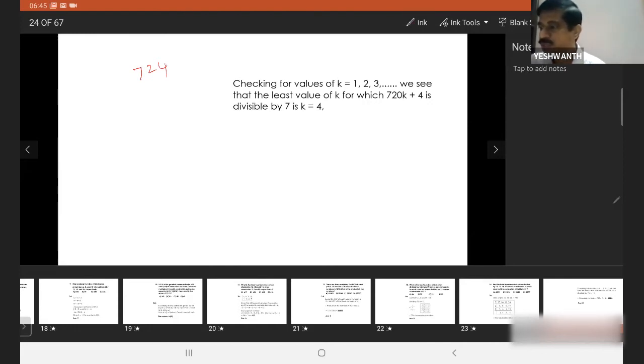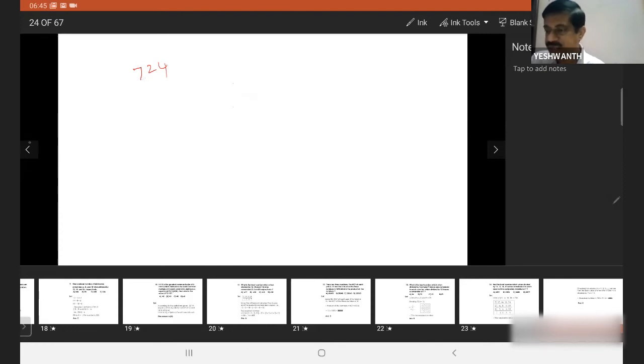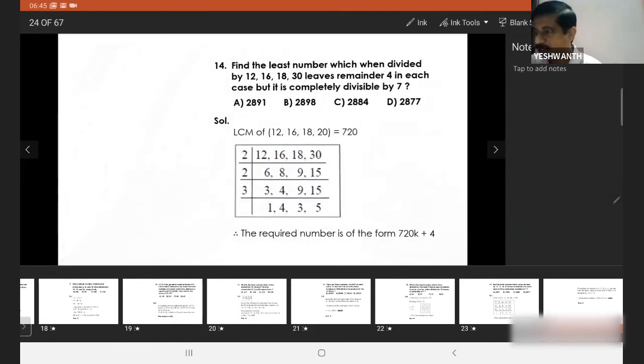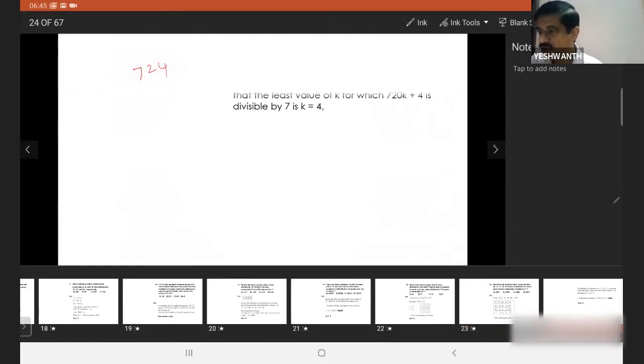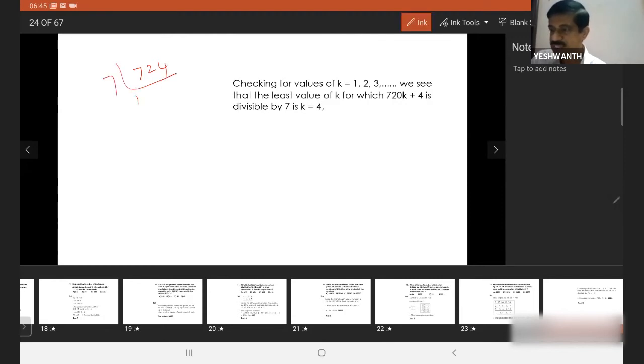So now, what is it that he said? This should be divisible by 7, completely divisible by 7. Is it right? Yeah, completely divisible by 7. So let us see if this is divisible by 7 or not. If you take this, 7 ones are 7, then 0, it is not divisible, because 7 threes are 21, you'll get a decimal. Therefore, it is not divisible for k is 1.